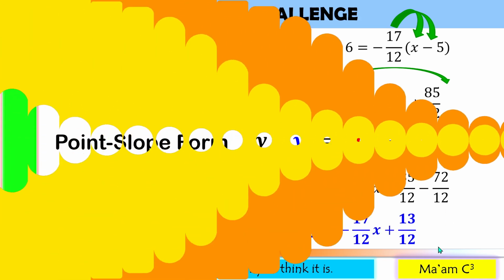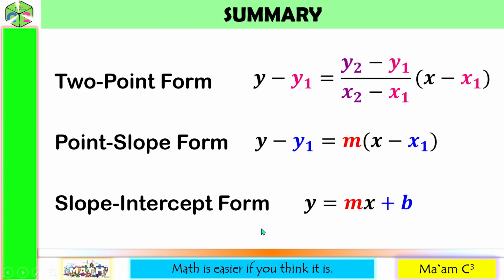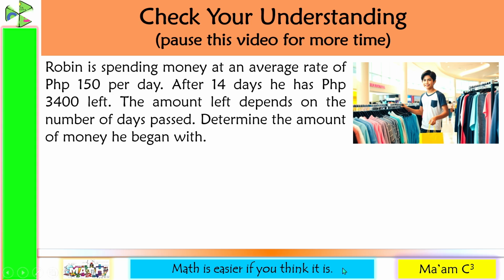For the summary, here are the three formulas that we discussed in this lesson. The 2-point form, the point-slope form, and the slope-intercept form. Take time to understand and master these formulas. Now, it is time to check your understanding. Pause this video for more time.